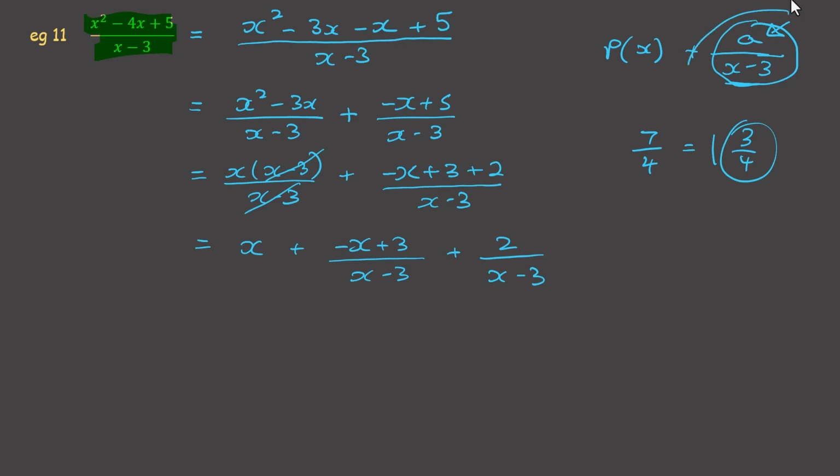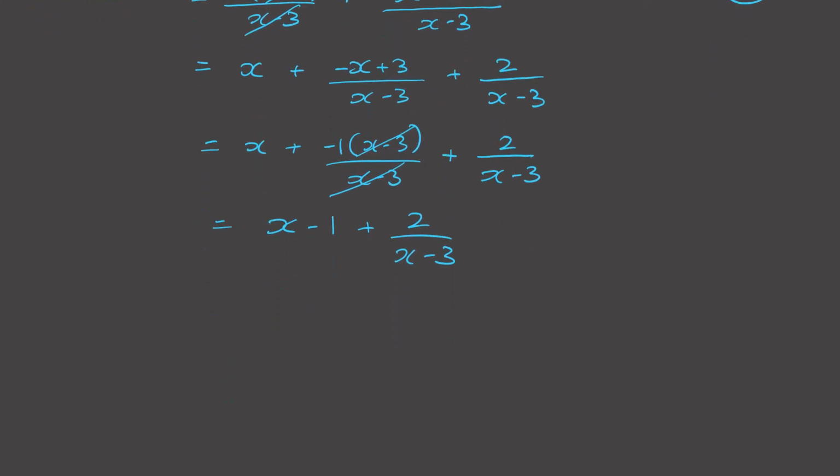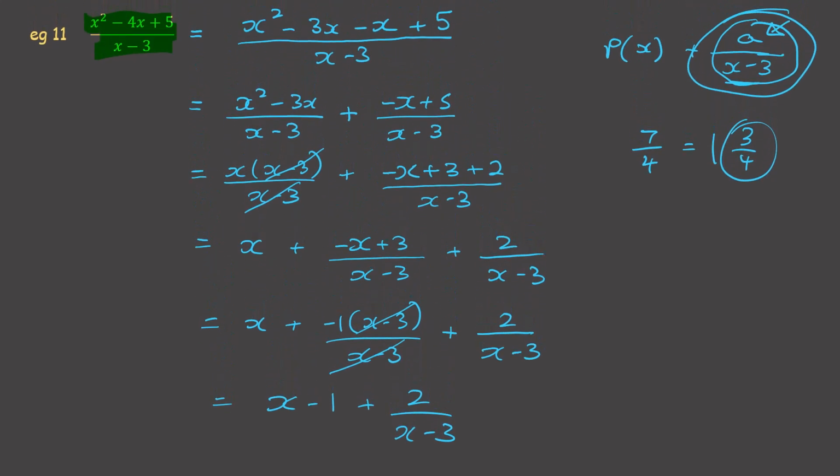And you can see I've got this bit now, the bit that I was on about over there. And that is going to be x plus negative x plus 3 over x minus 3 plus 2 over x minus 3. You can see what's going to happen here. So I have x take away 1 plus 2 over x take away 3. Now personally I find that a fiddly sort of method. Let's do an algebraic division instead.